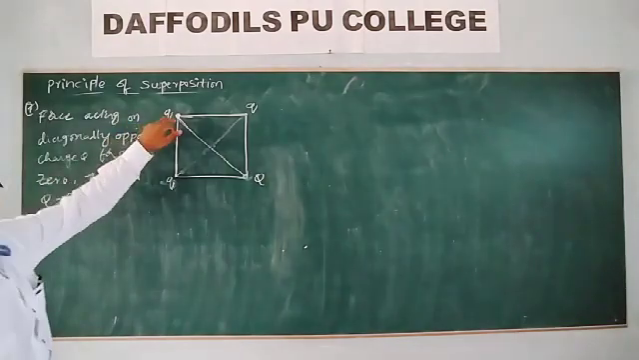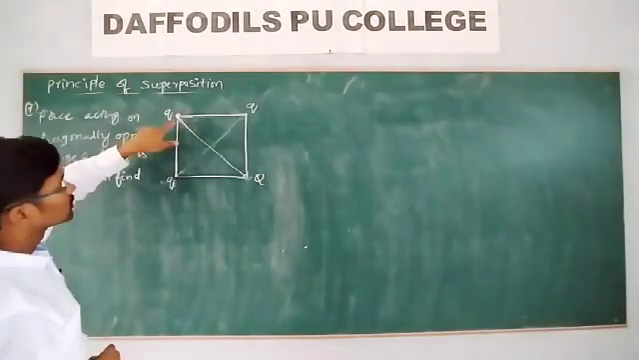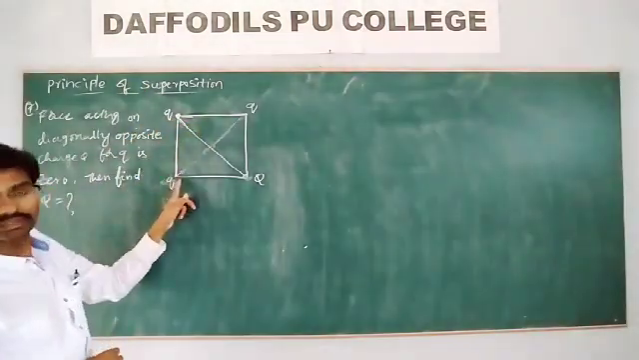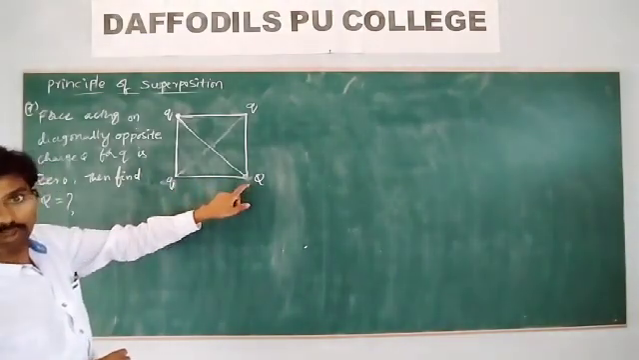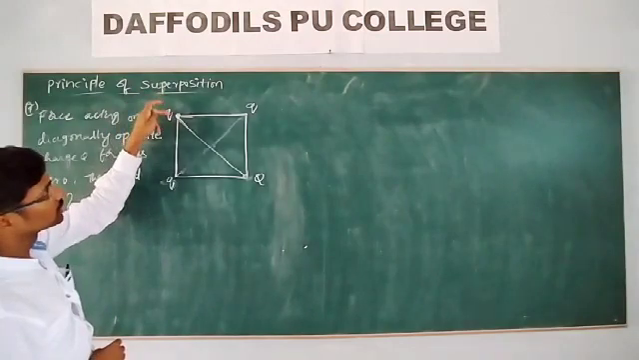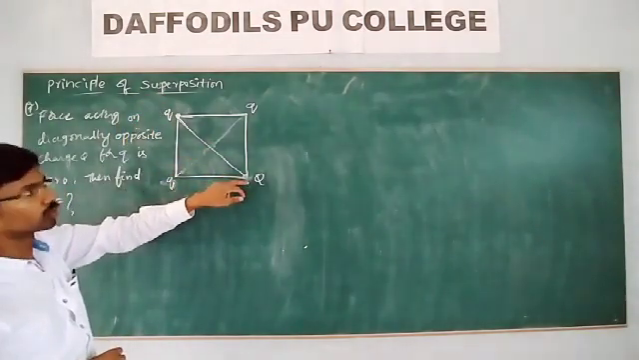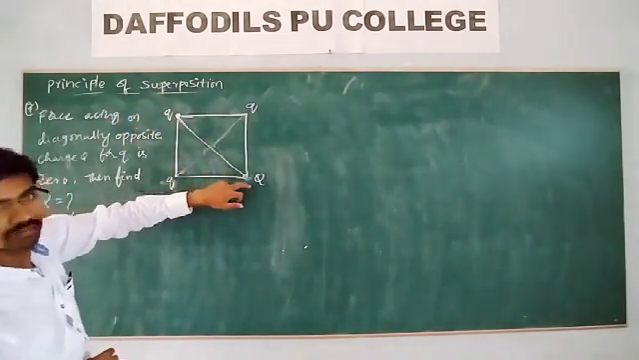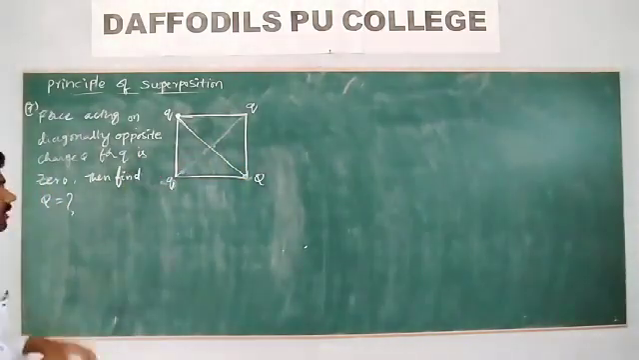See here, force acting on three identical charges placed at three corners. At the fourth corner, Q charge is placed. Now the force acting on the diagonally opposite charge is 0. Then what should be this charge value to be in equilibrium?